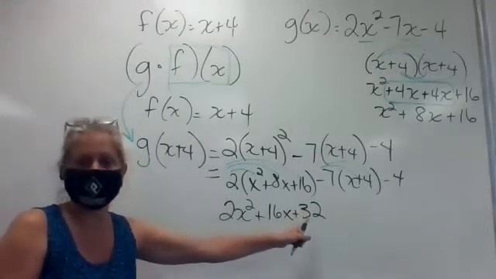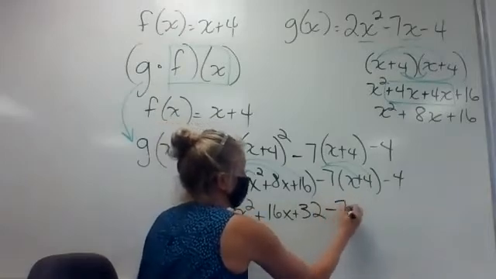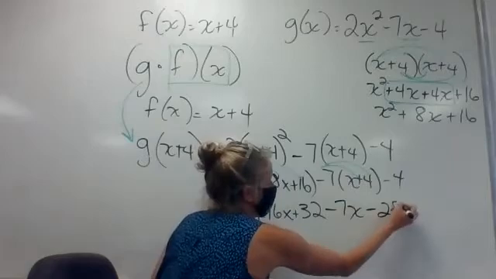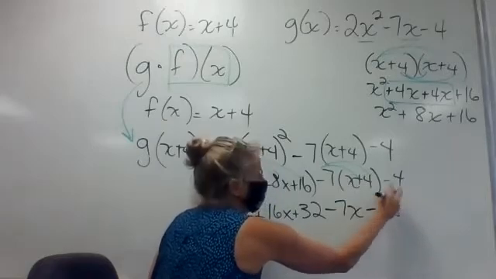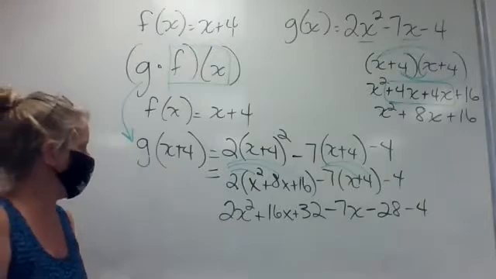Now I'm going to do the same thing with the next. I'm going to distribute this negative 7. Negative 7x. Negative 7 times positive 4 is negative 28. And then drop down the minus 4. So clean it up.